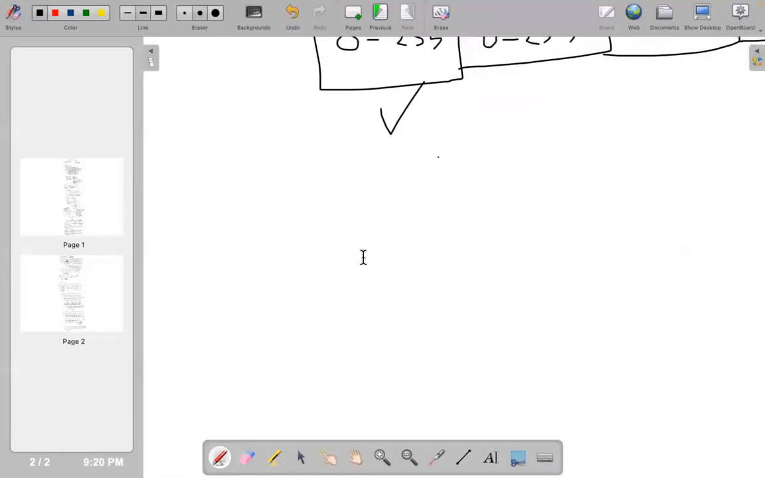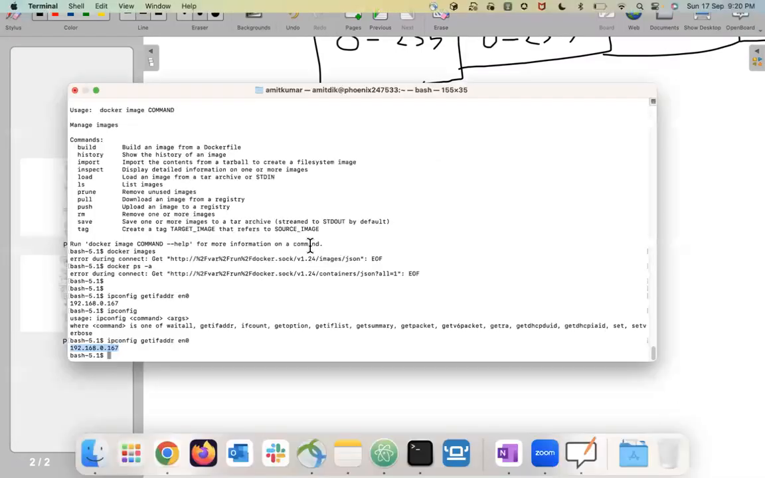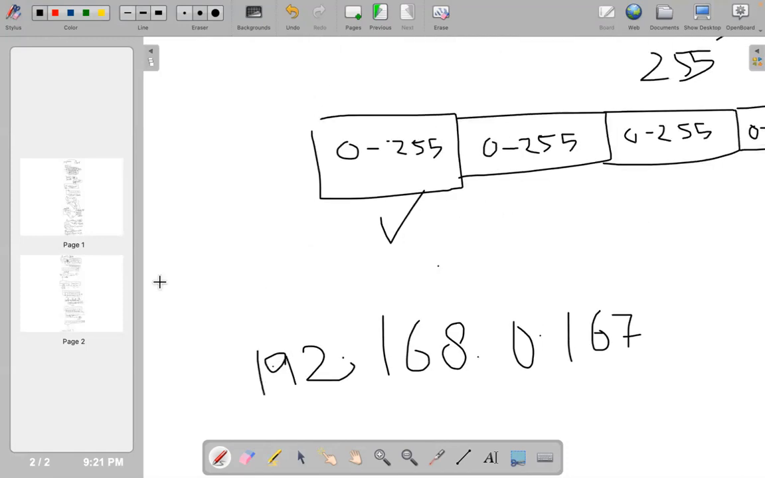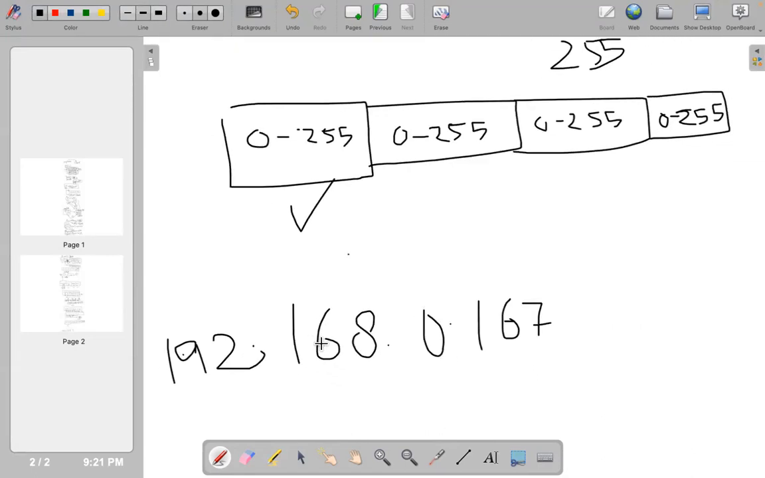192.168.0.167. Sir, I have one doubt here. Yes, tell me. Above, we took an example of 0 and 255, and it had the same configuration, and for this 192, 168, 0, 167, it is different, no, sir? Yes, it is different, because see, this is the first octet, this is the third octet, this is the fourth. This first octet value will range between 0 and 255. Any number between 0 and 255.